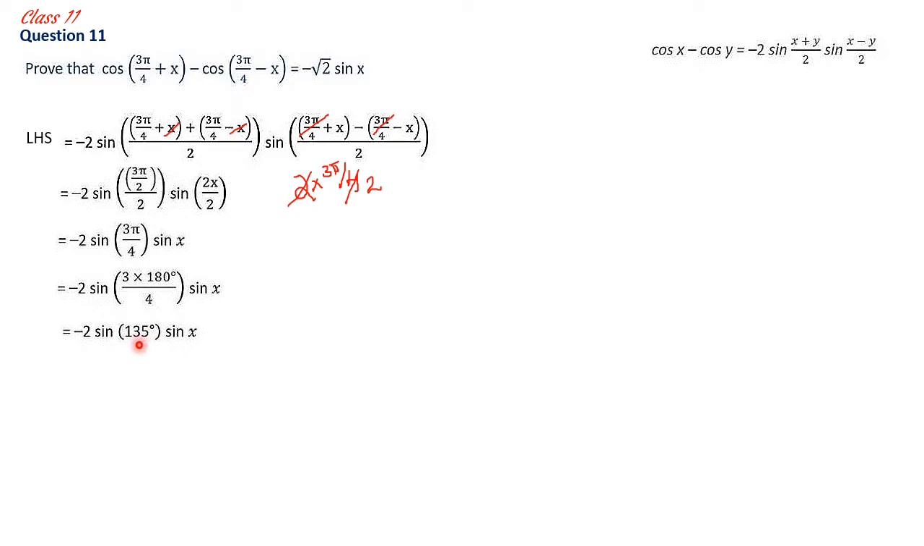Next, 135 is also not familiar for us. So we have to split: −2 sin 135, we can write as 180 minus 45. 180 minus 45 is 135, into sin x. Then sin(180 − θ), we have learned, is sin θ. 180 means π, so sin(π − θ) is sin θ. Then −2 sin θ, here θ is 45. So sin 45 into sin x. Then −2 sin 45, familiar for us, the answer is 1 by √2, into sin x.